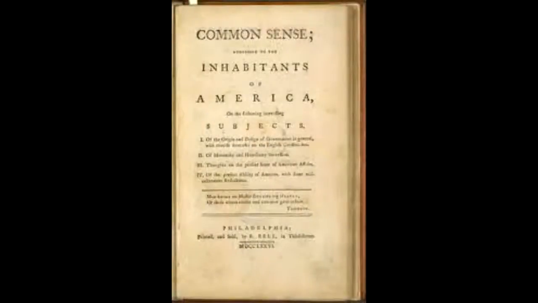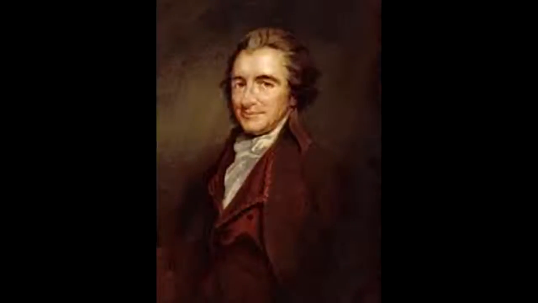The northern colonists' reaction to this was Common Sense, written by Thomas Paine in January 1776. This document was the catalyst for the American Revolution. It stated that the colonists wanted separation from the British.